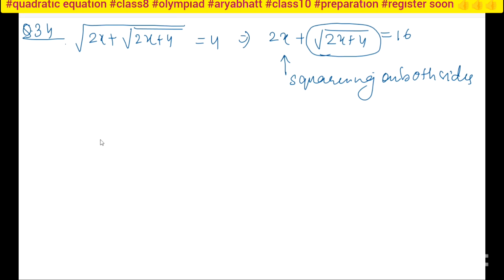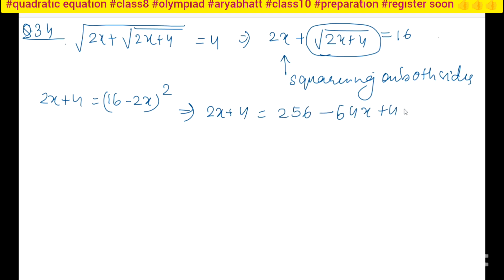Okay. So what I will get? 2x plus 4 is equal to (16 minus 2x) whole square. Okay. So I will get what? Because this one squared is equal to 16 minus 2x, na? So again I will square, so I will get like this. So what I will get? I will get 2x plus 4 is equal to 256 minus 64x plus 4x square.